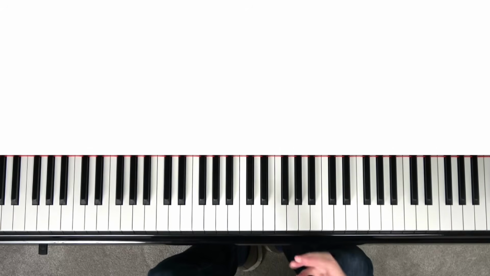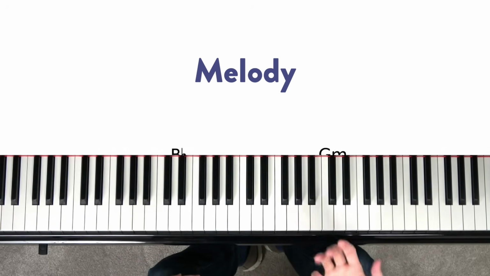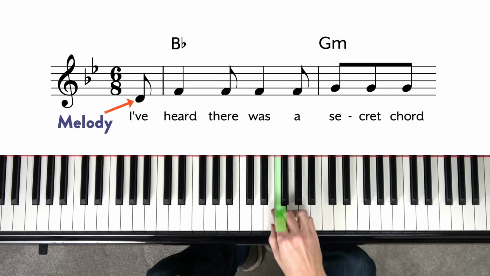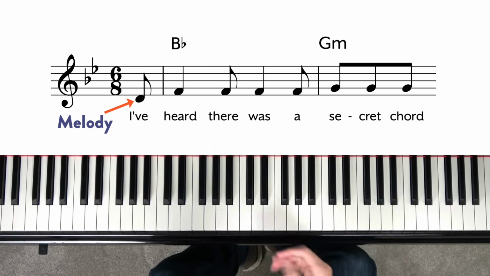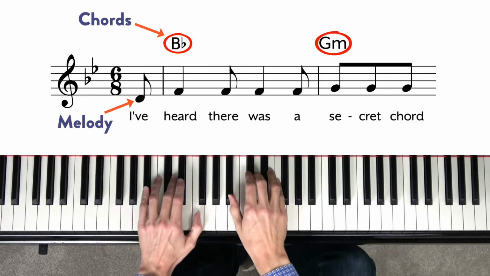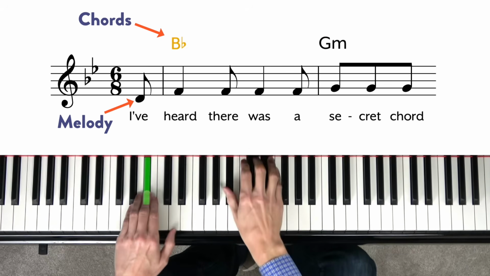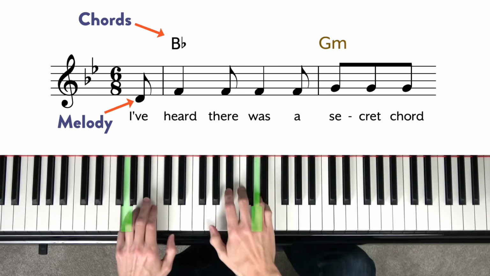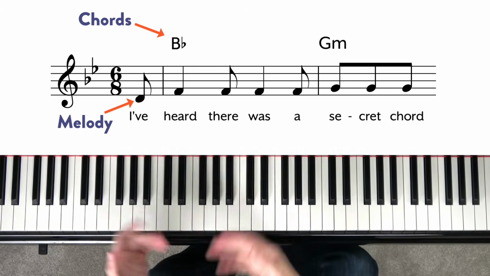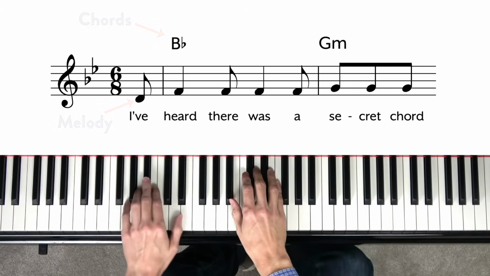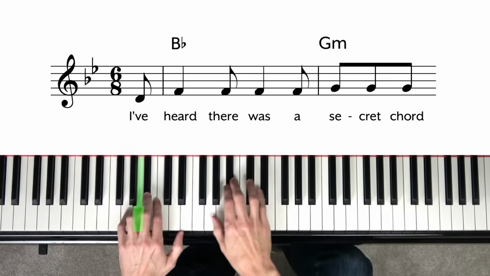To think about music in the simplest terms possible, you've got a melody, which is usually the part that is sung. And then the job of the chords is to support the melody. Put that together and you get music.